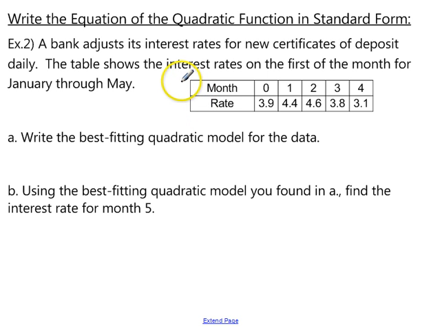So when we put this into our calculator, we're going to use the month as our L1 and our rate as the L2. So we want to write the best fitting quadratic model for the data. That's the equation that the calculator gives us. And then we'll move on to part B. So go ahead and write down these values at least, so that we can switch over to the calculator and find our best fitting quadratic model.